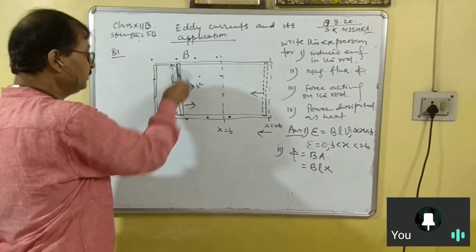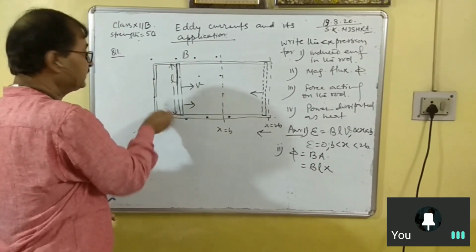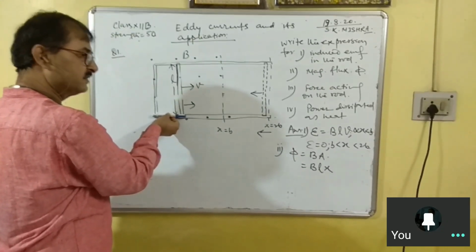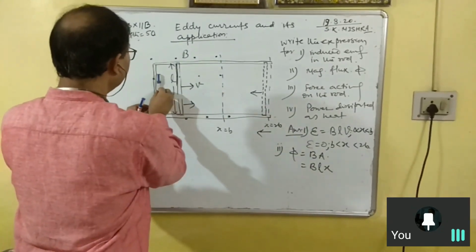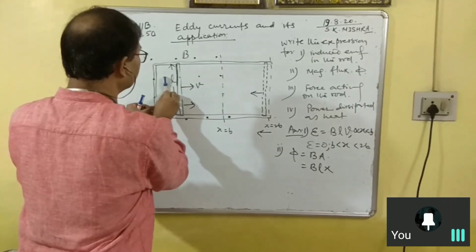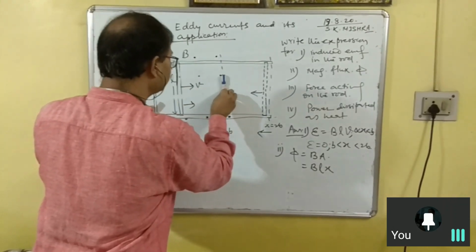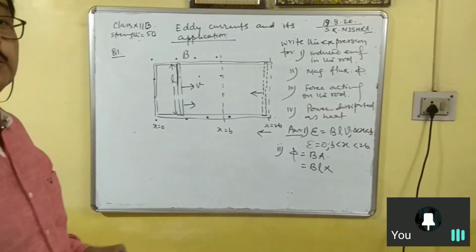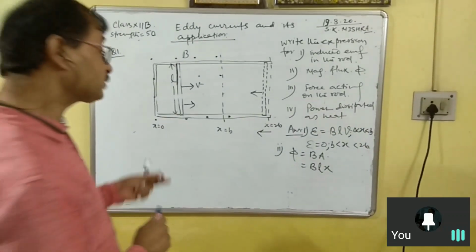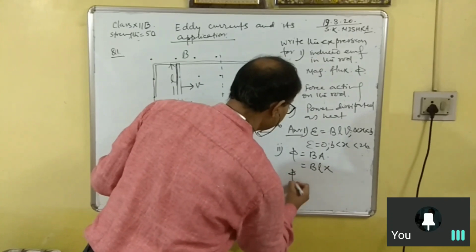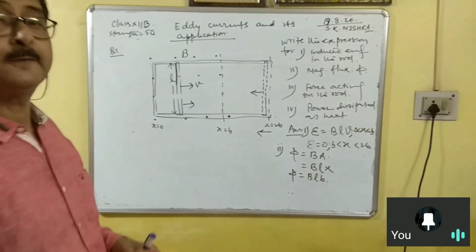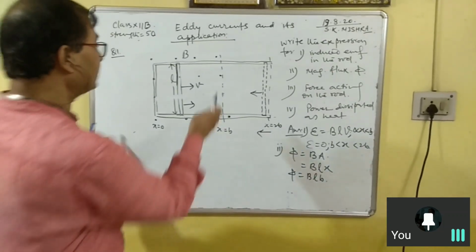Length into breadth, so this area is length times x. When you keep pulling this rod towards the right, the moment it comes to this position, x becomes equal to B. So the magnetic flux goes up to its maximum, that is BLB. But beyond that, what will happen?